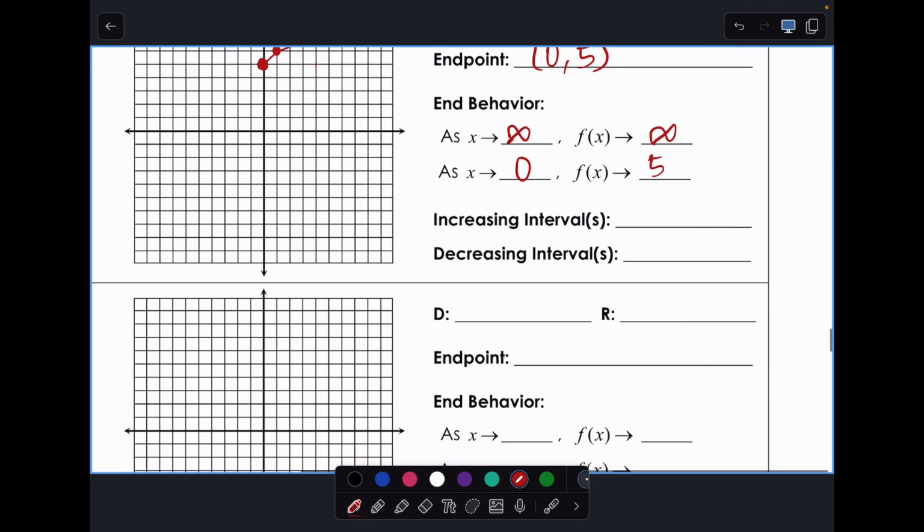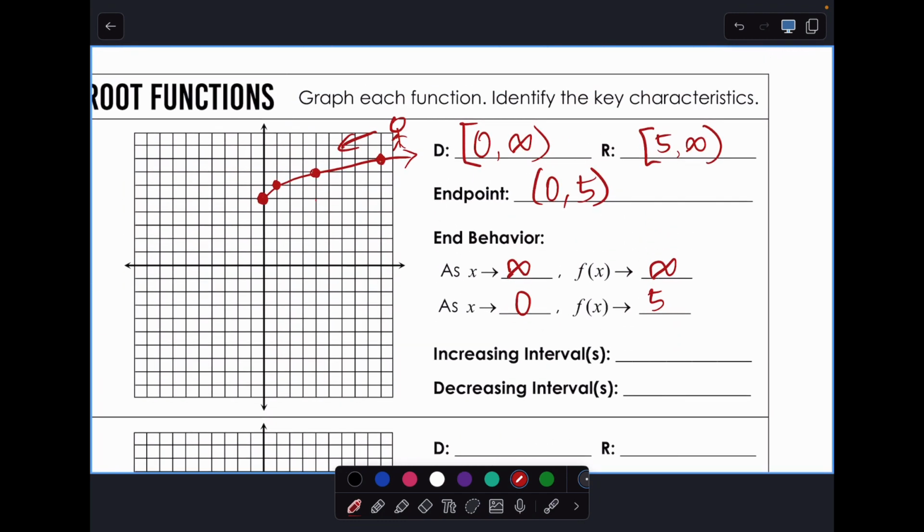All right, increasing intervals. Which parts are increasing? Left to right. Always left to right. These intervals are read from left to right. Which part is increasing from left to right? 0 and then to positive infinity. Inclusive 0 to positive infinity. And then, are there any other parts that are increasing? Is there any part that is going to dip and decrease? No. So this one, decreasing is going to be none.